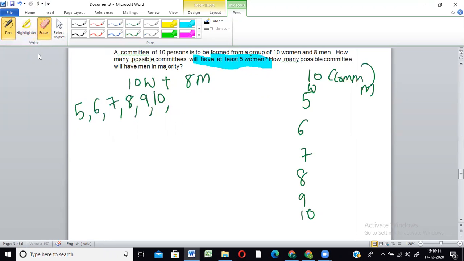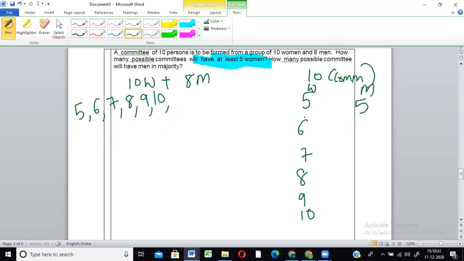So now, at least 5 women was said, but the committee wants a total of 10 people, right? So when we've taken 5 women, the remaining 5 have to be chosen from men only, right? Because the committee should have exactly 10 people. In 10 people there are 5 women, so the remaining 5 have to be men.